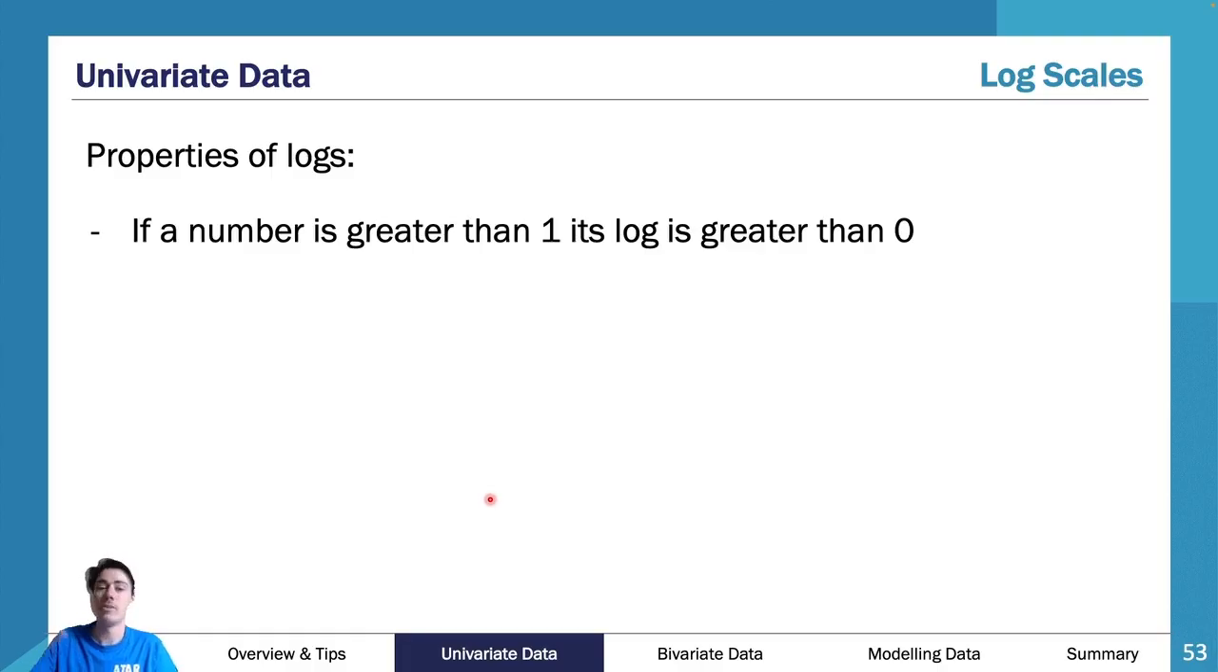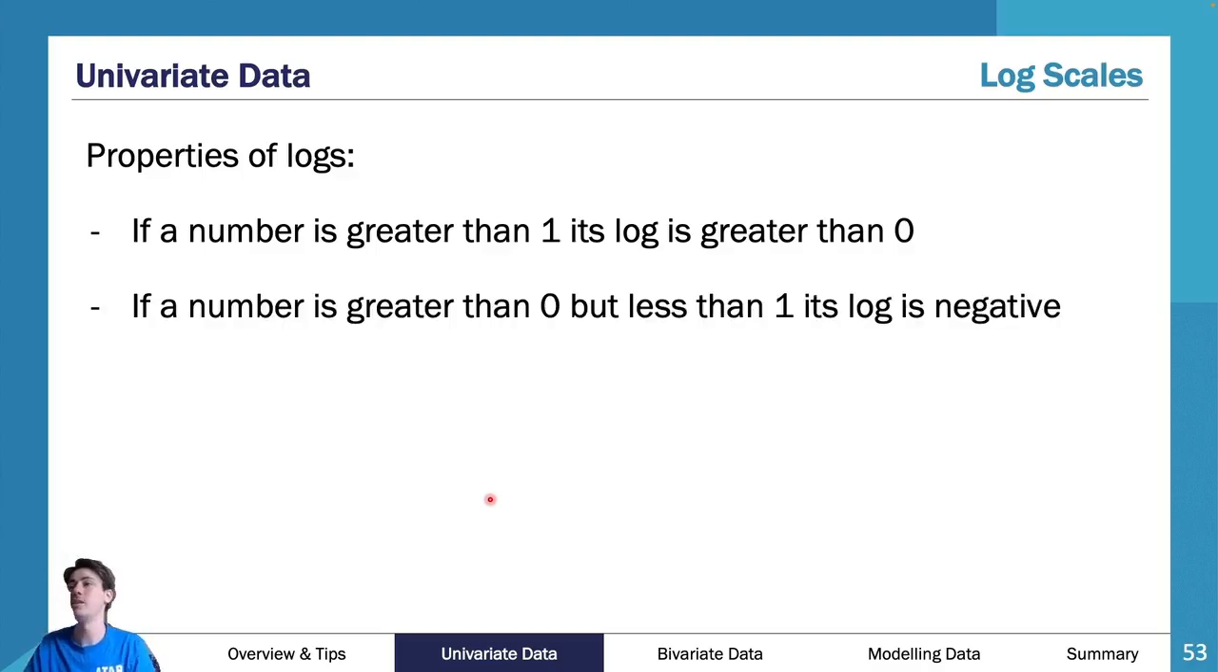There are a few properties I want you to understand before I describe that. If the raw piece of data is greater than 1, its log value is greater than 0. If the raw piece of data is between 0 and 1, like 0.5, its log value is actually negative. So you're going to get a negative log value. Now you do this all on your calculator.